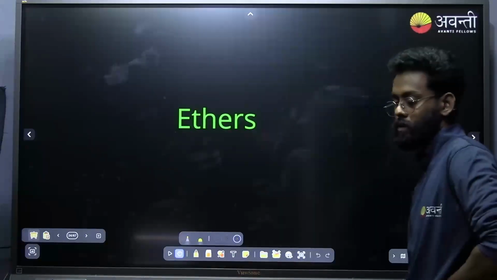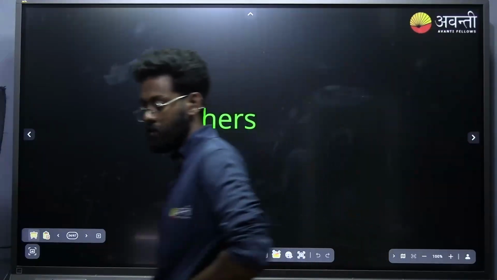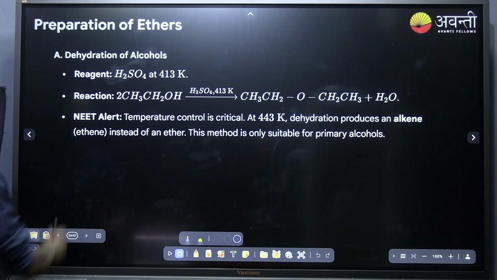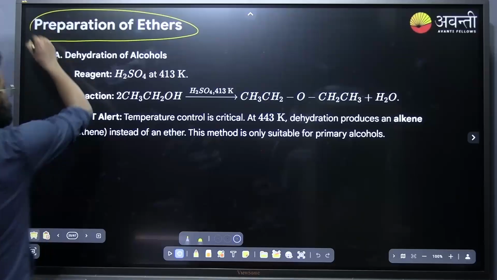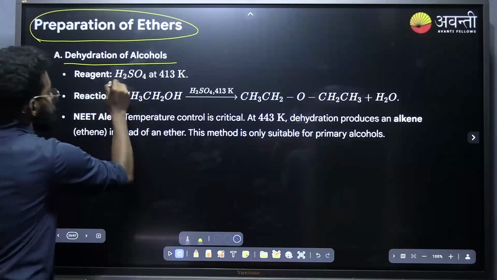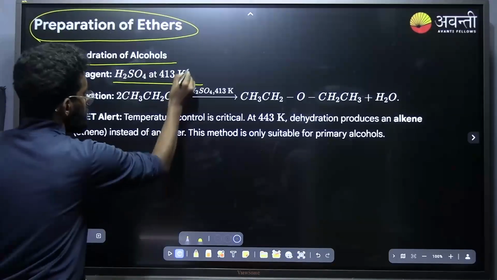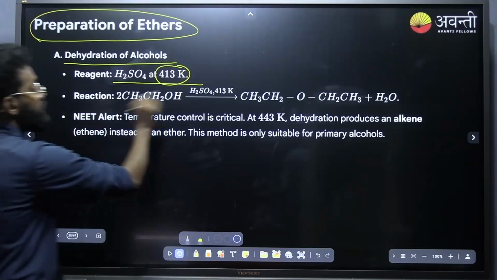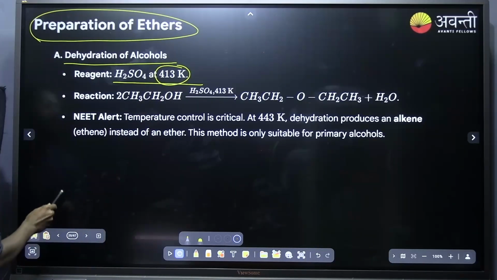Okay, now the last topic we will be discussing in this chapter is ethers. First is the preparation of ether. The first method of preparation of ether is from alcohol, that is by dehydration of alcohol, and the reagent we will be using is H2SO4. At a temperature of 413 Kelvin, we will get the ether.